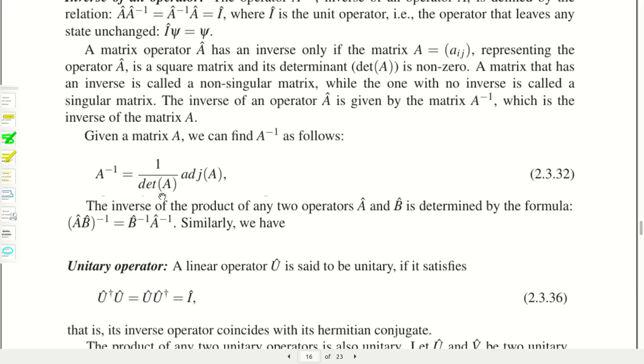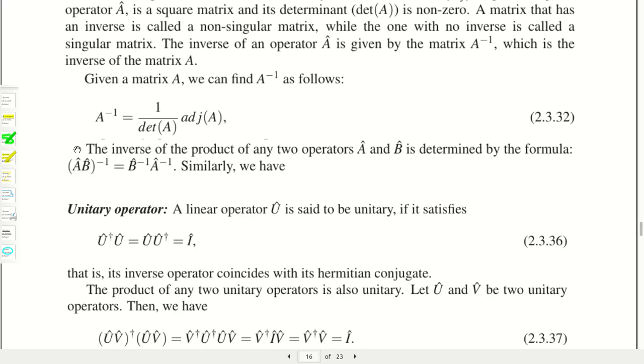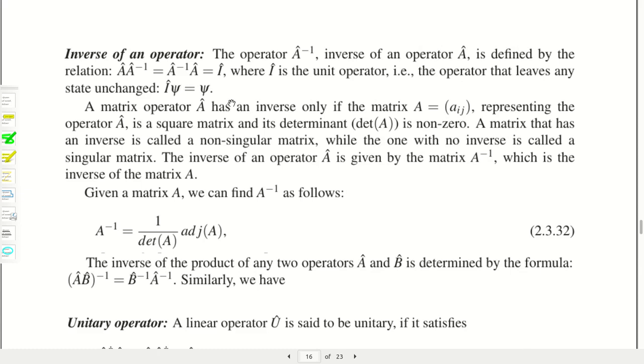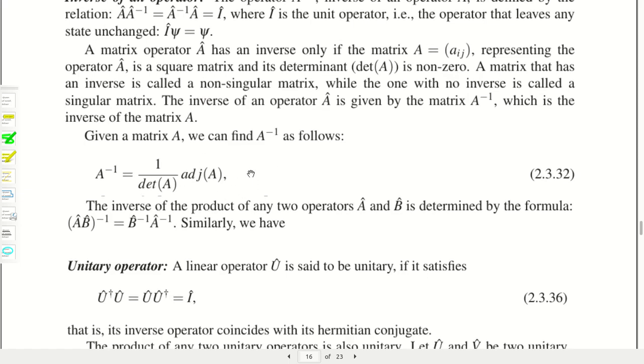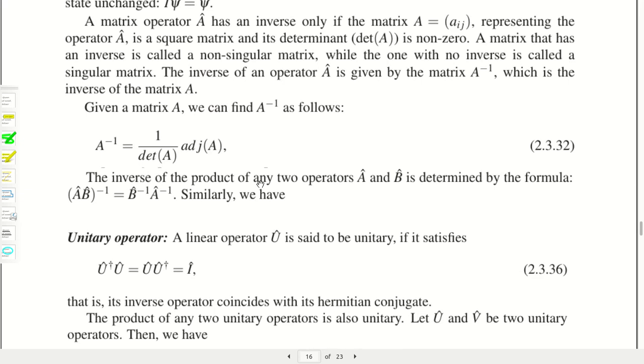So here, yes, it is written over here that by this formula you can do it, because in quantum mechanics the operators can be represented by matrices. If you want to represent the inverse of the operator in matrix mechanics, then you should find the adjoint of the A matrix, then divide that adjoint by the determinant of the given matrix A. It will give you A inverse, that is, the inverse matrix of the operator A.